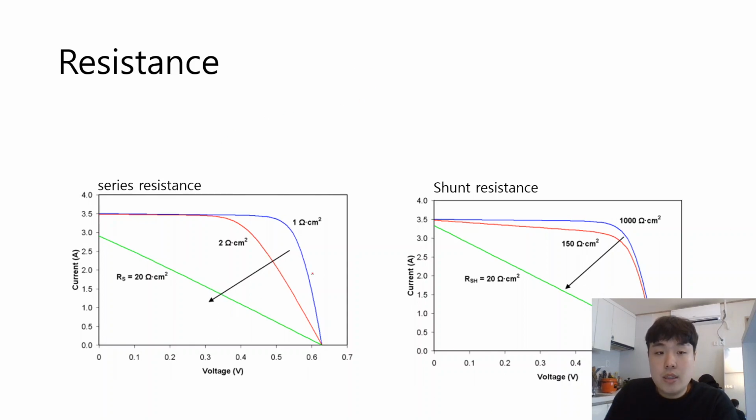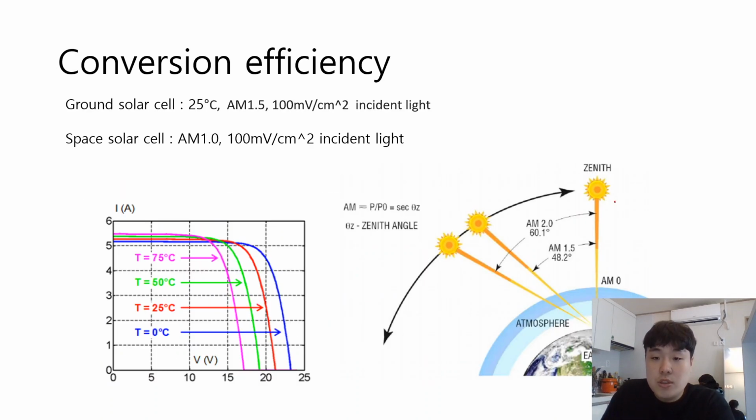So we can see that the resistance makes the solar cell efficiency decrease, like in the first figure and second figure. And let's talk about the conversion efficiency. Originally there are 4 efficiencies of the solar cell, but today I will talk about the first efficiency, the conversion efficiency. We can calculate the solar cell efficiency like in this graph or figure, and we can separate ground solar cells and space solar cells.